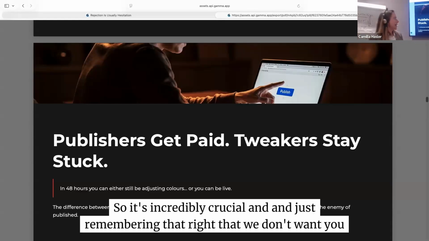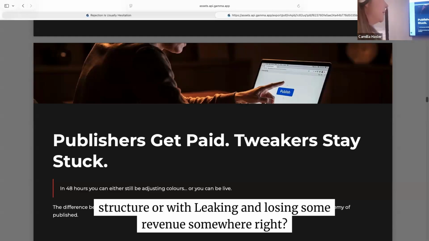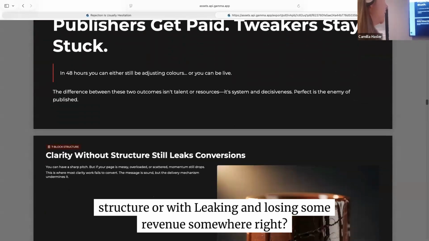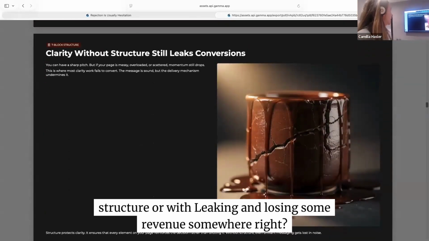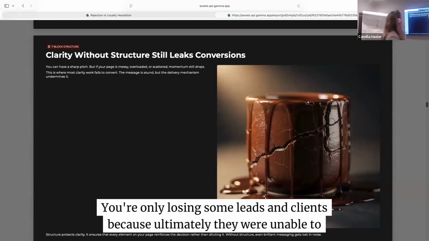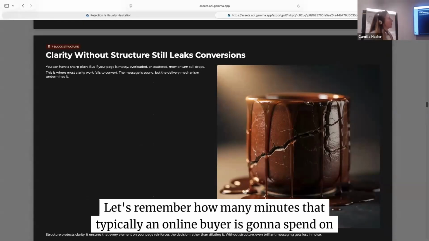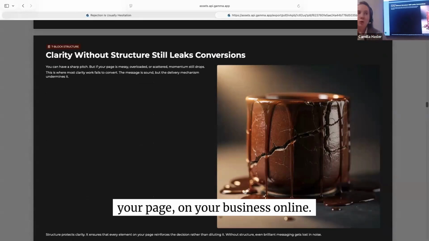So it's incredibly crucial. And just remembering that we don't want you to get stuck in this phase of some clarity, but without the structure, or with leaking and losing some revenue somewhere, right? You do not want to be losing any revenue. You don't want to be losing leads and clients because ultimately they were unable to determine quickly enough. And let's remember how many minutes that typically an online buyer is going to spend on your page, on your business online.